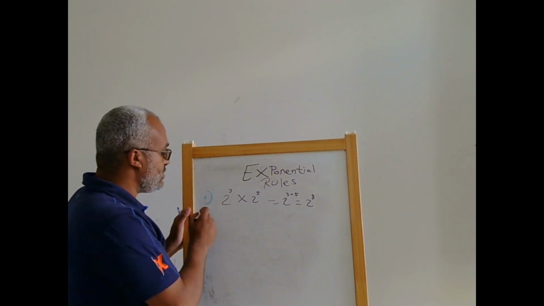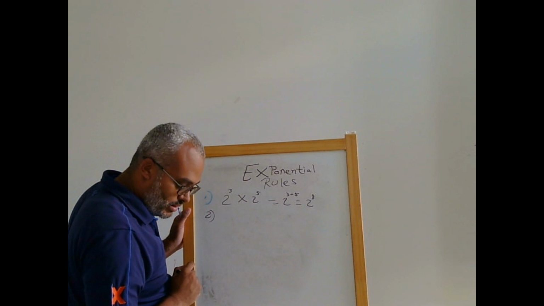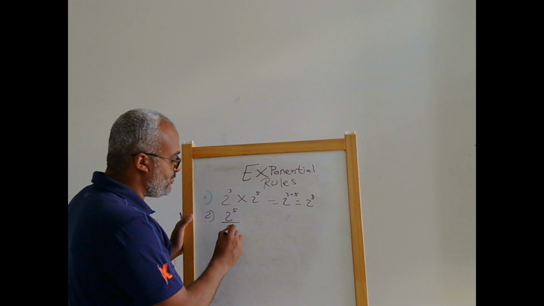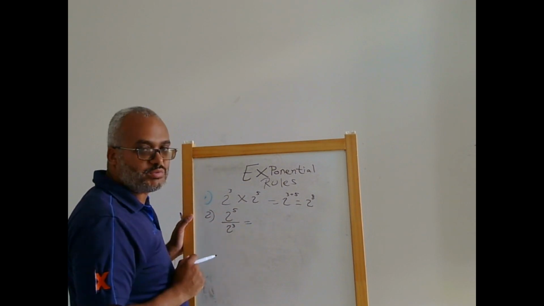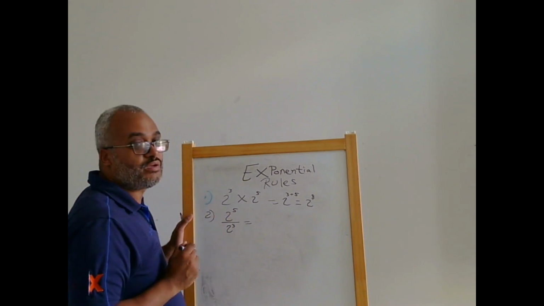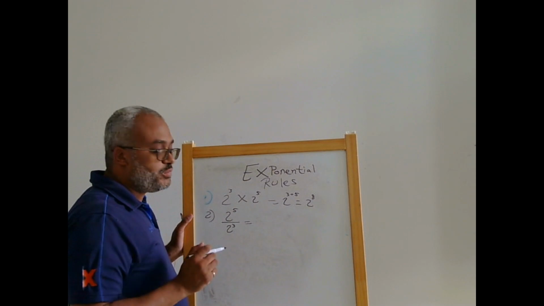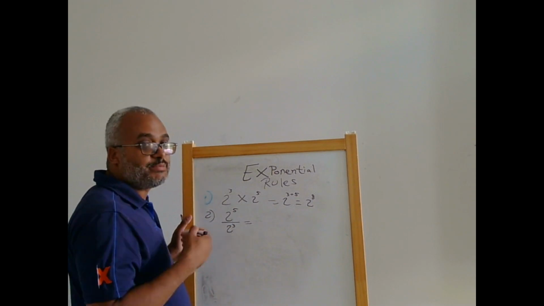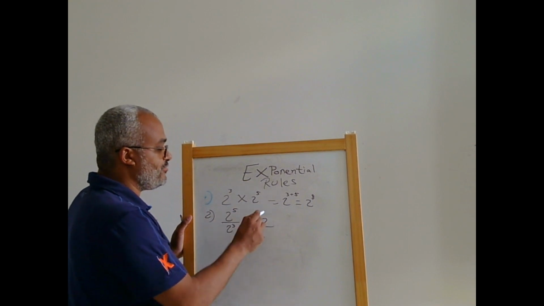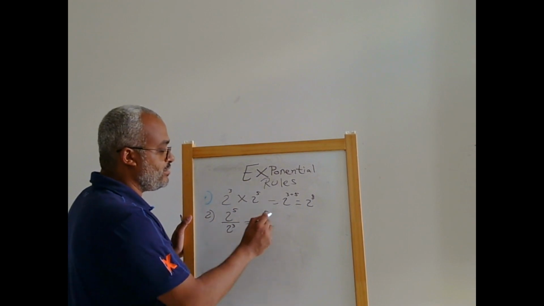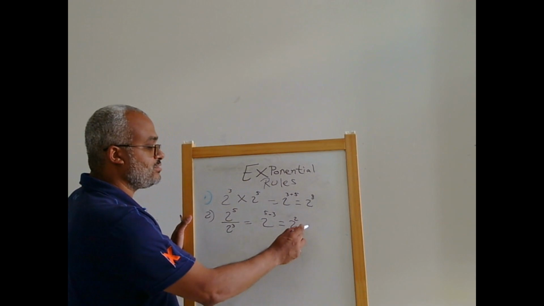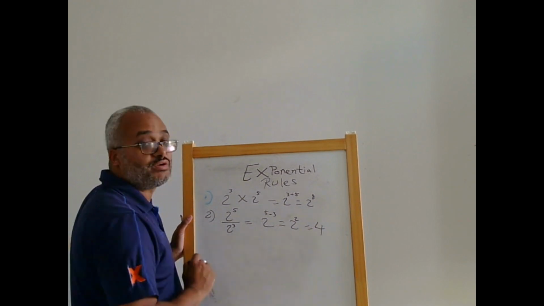Second example. Let's say 2 to the power of 5 over 2 to the power of 3. Which rule is this one? This is the quotient rule, because we have division. What do we do with the quotient rule when we have the same base? We subtract the exponents. So I have 5 minus the bottom one, 3. So 2 to the power of 2, which is equal to 4.